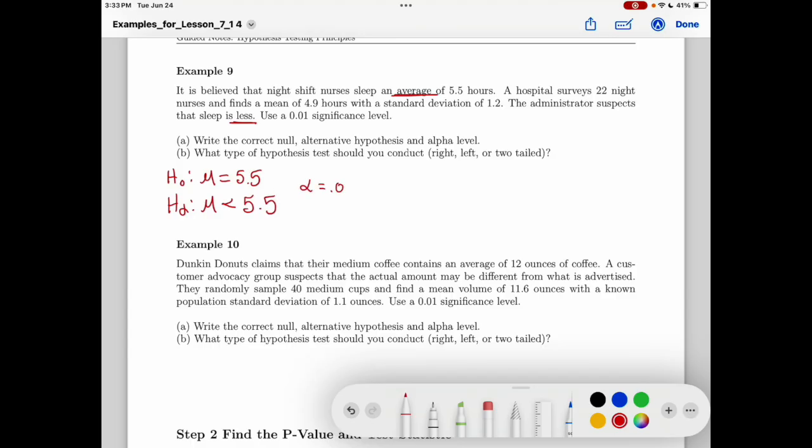Our alpha level is 0.01. And because we're doing a less than test, this is going to be left-tailed.